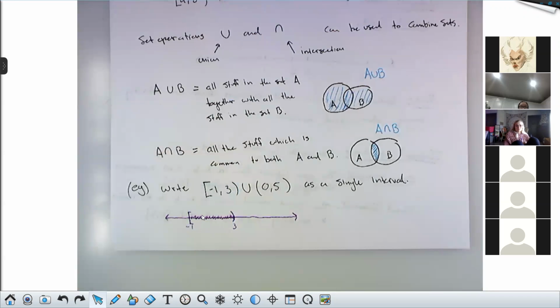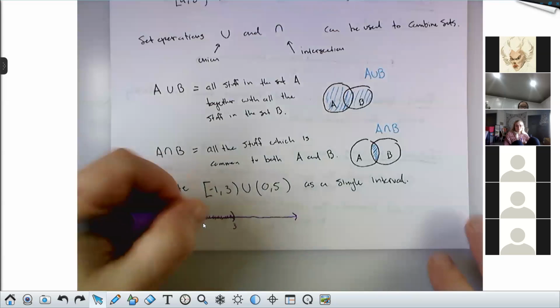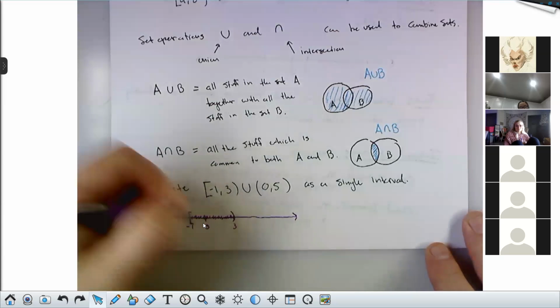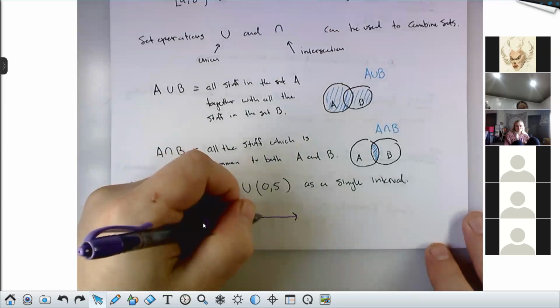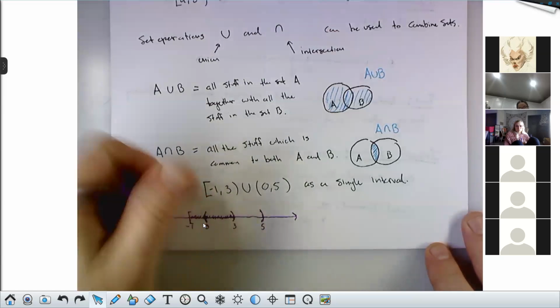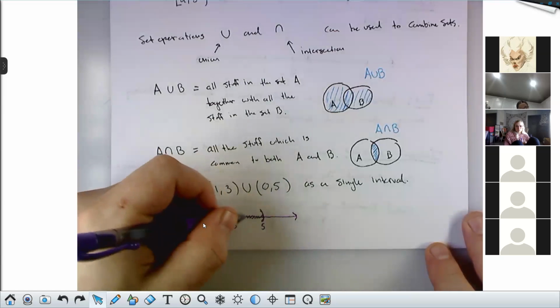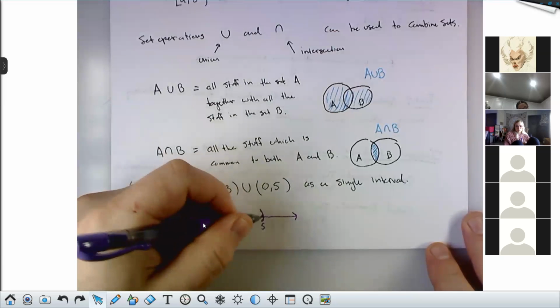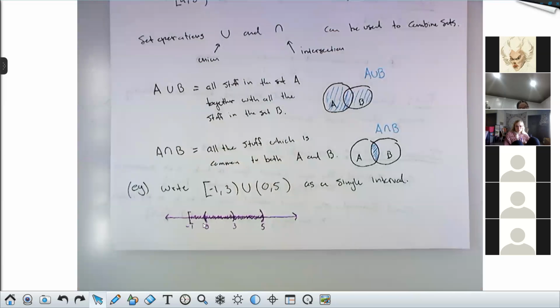Now 0 is over here. 0 is definitely between -1 and 3, so I'll put 0 there. And 5 is over here. So the interval from 0 to 5, that is this stuff. So now what I'm asking is, what is all this stuff put together? If I throw all this stuff, the first interval from -1 to 3, and the second interval from 0 to 5, into one basket, what is that interval?